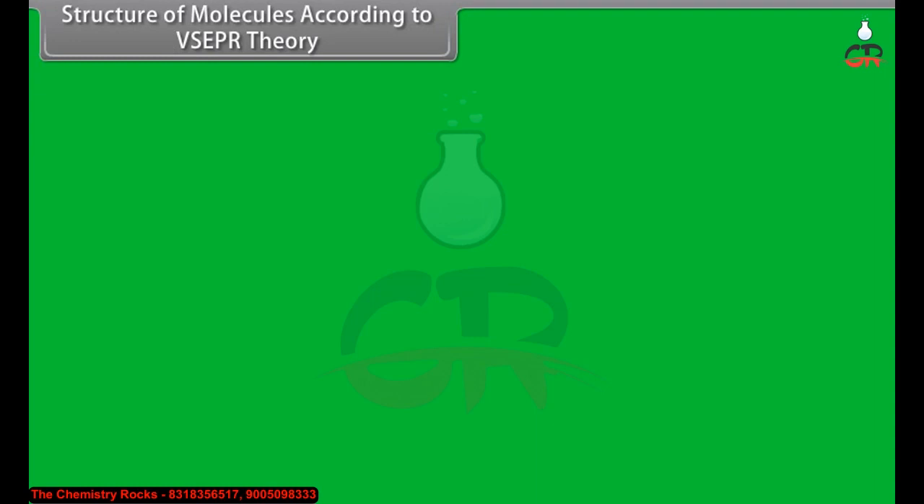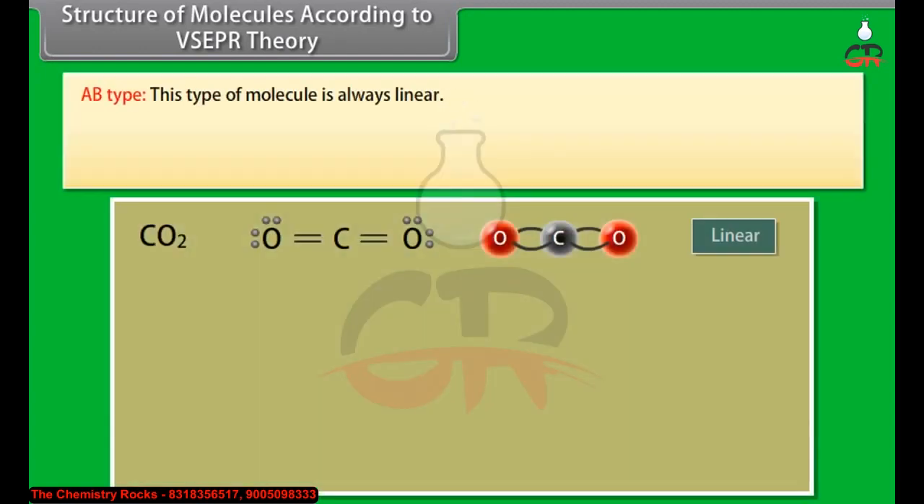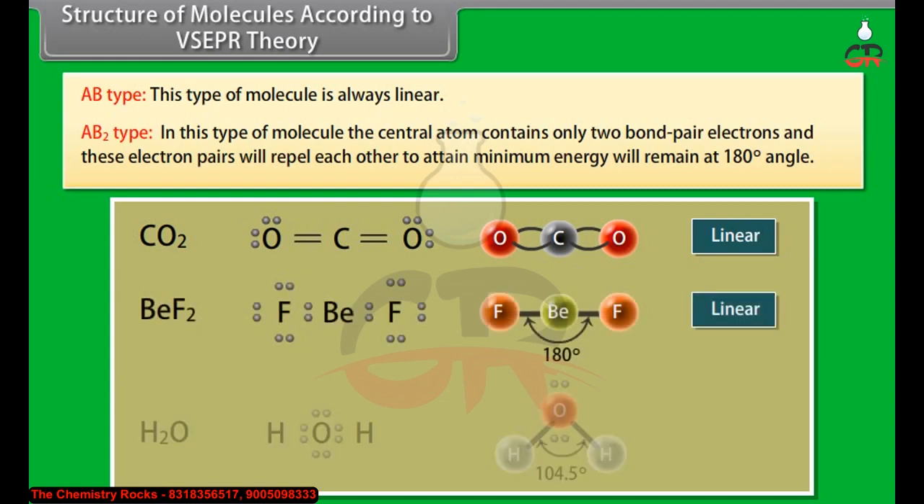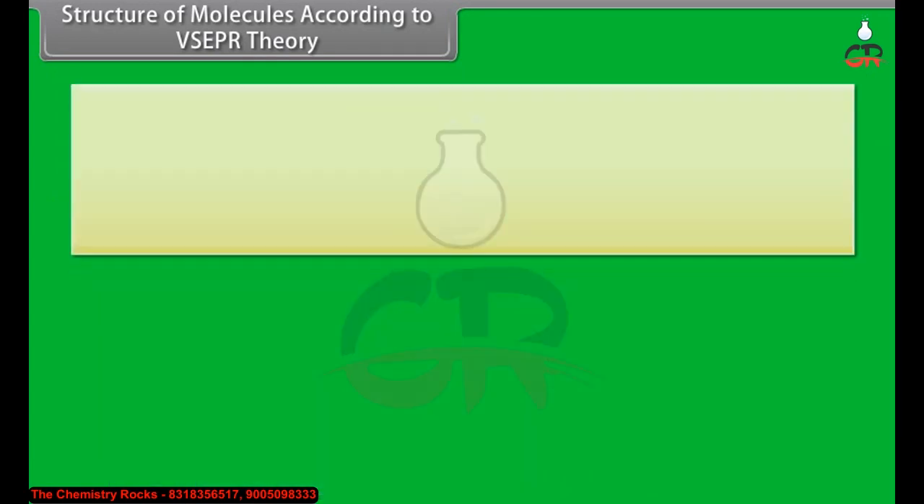Structure of molecules according to VSEPR theory. Shape of some simple molecules. AB type. This type of molecule is always linear. AB2 type. In this type of molecule, the central atom contains only two bond pair electrons, and these electron pairs will repel each other to attain minimum energy, and will remain at 180-degree angle.